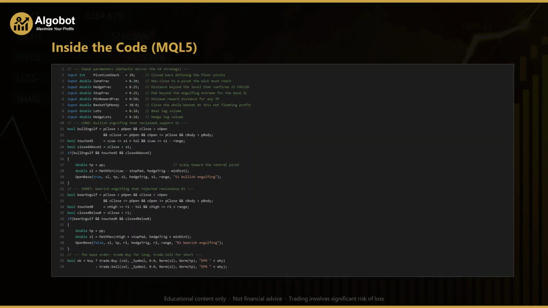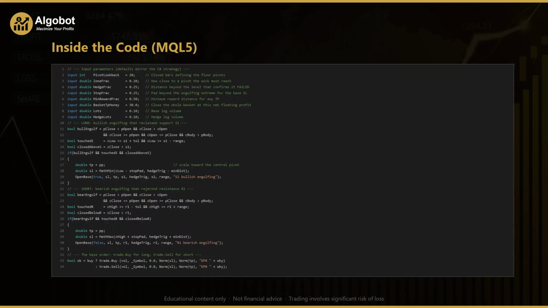Let's look at the actual MQL5 code as it appears in MetaEditor. At the top, we have the input parameters. PivotLookback sets how many closed bars define the floor pivots. Zone fraction controls how close to a pivot the candle's wick must reach. Hedge fraction is the distance beyond a level that confirms it has given way and calls for the hedge. Stop fraction pads the base stop loss, and minimum reward fraction sets the smallest acceptable take-profit distance.